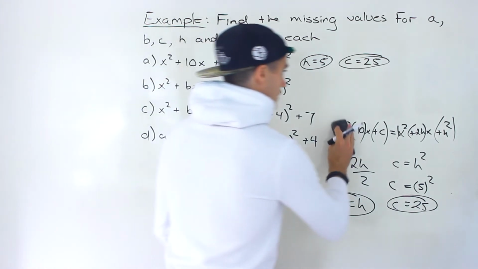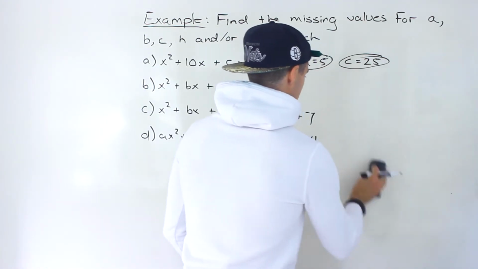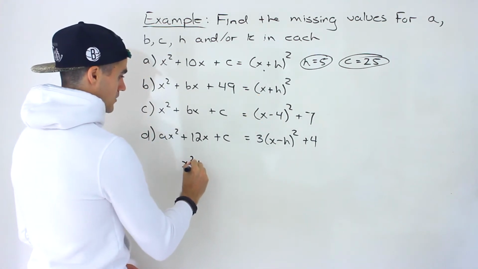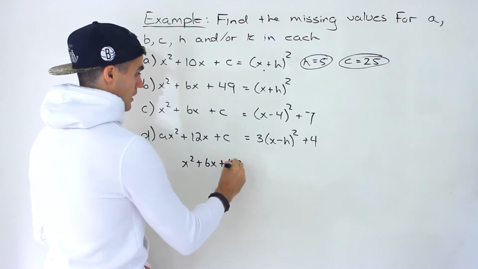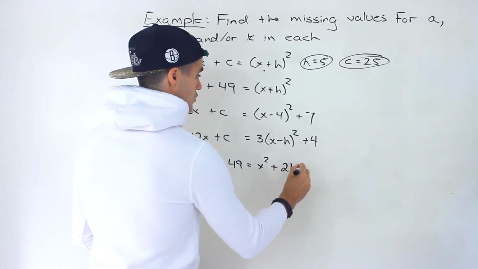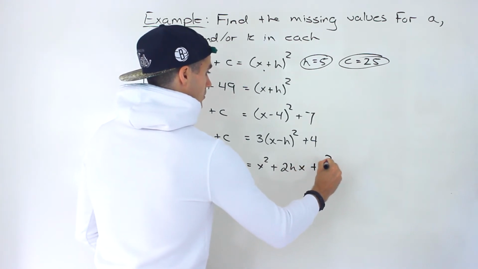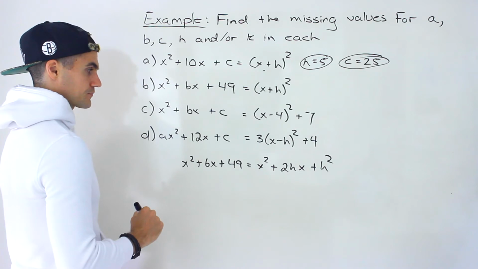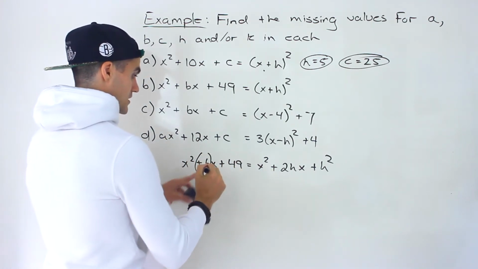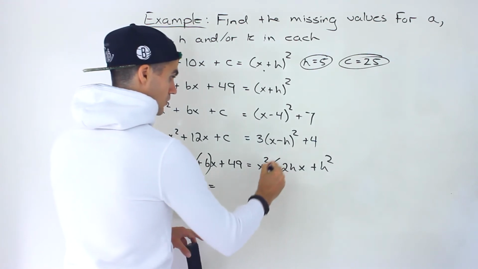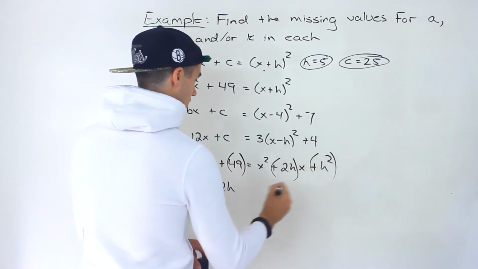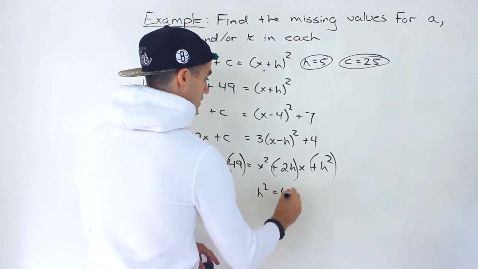So let's try the same thing with part B. Notice that the right side, in this case, is going to expand to the same thing. And so we could just say x squared plus bx plus 49 is equal to, when we expanded this, x squared plus 2hx plus h squared, like that. And so 1 and 1, can't do anything there, but then notice the plus b over here has to equal the plus 2h right there. And then the 49 has to equal the h squared. So we'll go h squared equals 49.